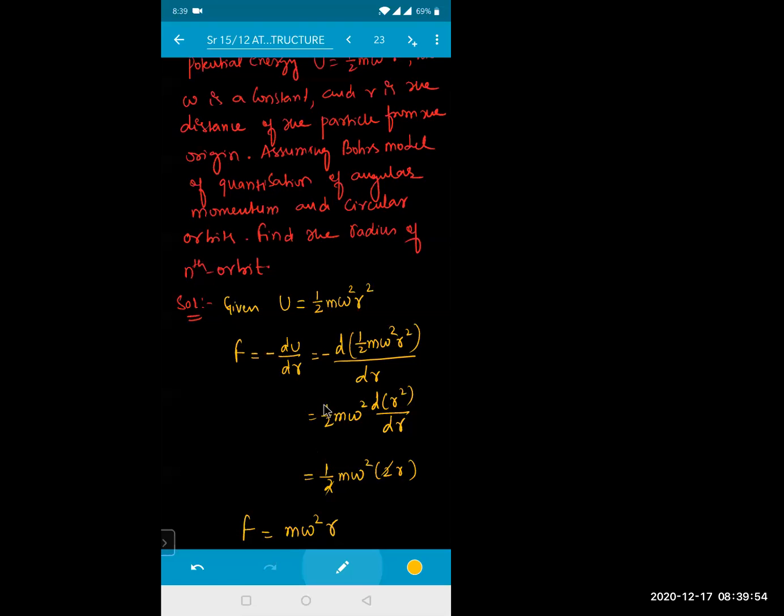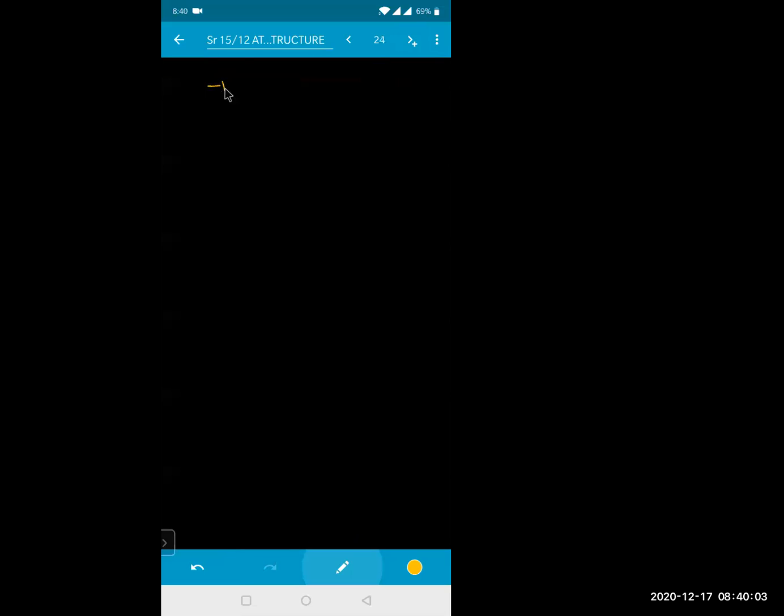There is a negative sign also here. This is the negative sign. So this is your force. Negative sign shows that force is attractive. So F will be equal to m v square by r. Bohr's model quantization is clearly applicable, so it is the centripetal force. So from this, m v square by r will be equal to the force.